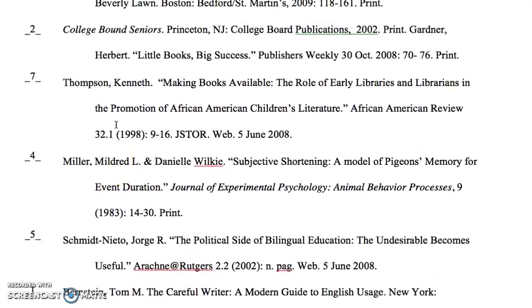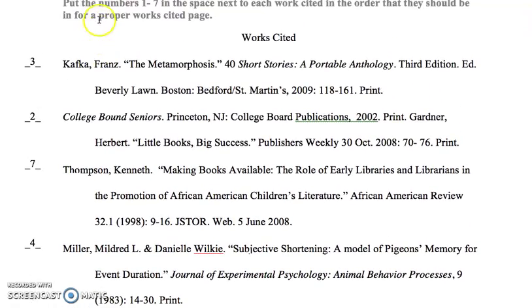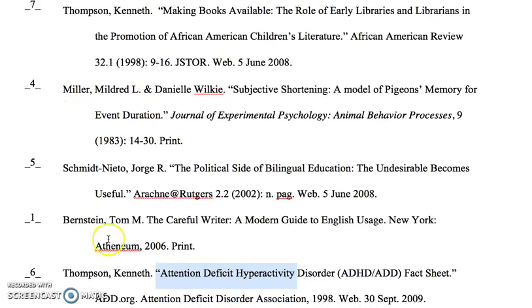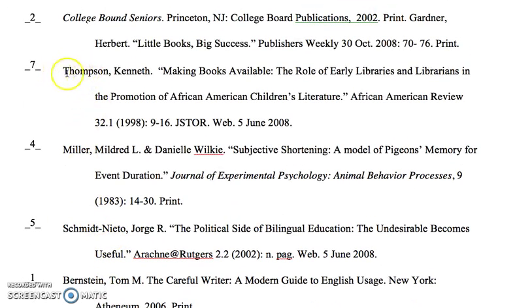So if we were going to order all of these just like this, going boom, boom, boom, boom, we would switch the orders around so that they would follow 1, 2, 3, 4, 5, 6, and 7 being at the very bottom. All right. Hope that helped.